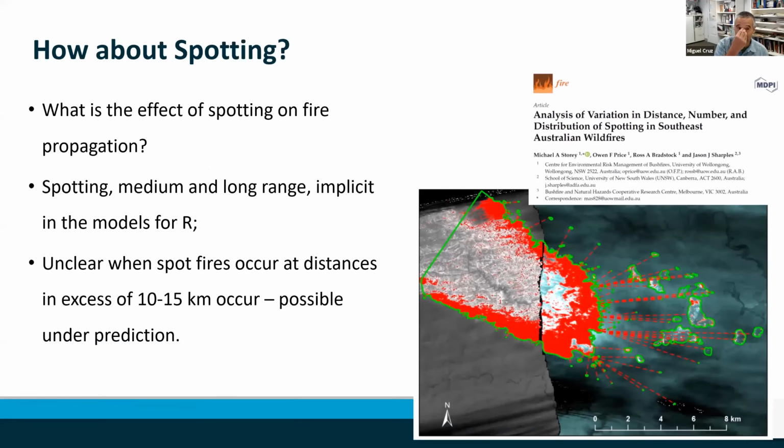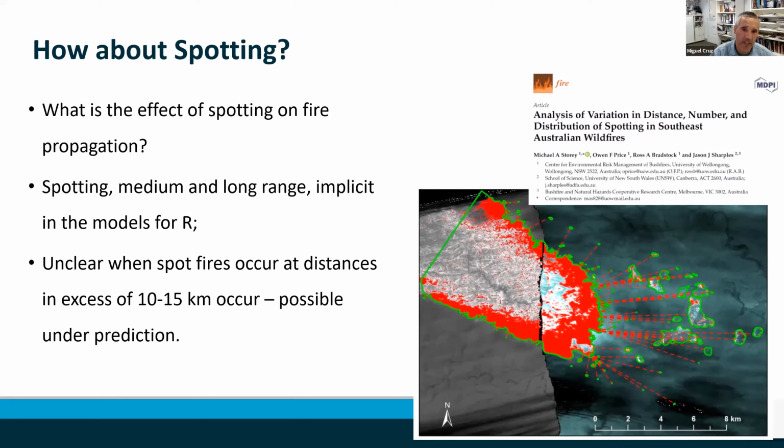Going to a few last slides. One is about spotting. How is spotting incorporated in the fire propagation in the model? Spotting is implicit in these models, because spotting occurred in the wildfire data set and also in some high-intensity experimental fires. The effect of spotting is not really clear in terms of fire propagation. When a spot fire is really going to lead to a substantial increase of rate of spread relative to what the model predicts is not clear.